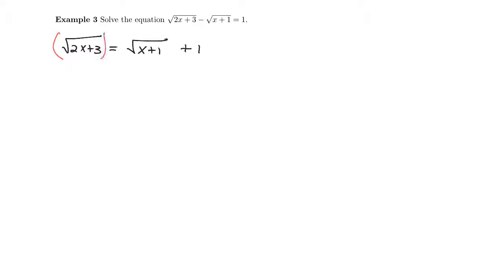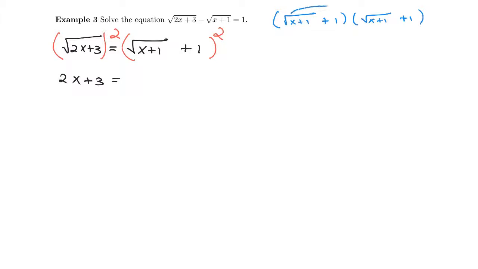I'm now going to square both sides, and I want to be careful here. The left side, easy. I'm left with 2x plus 3. The right side, I have to be a little bit careful, so maybe I'll make a note off to the side that when I square the square root of x plus 1 plus 1, I'm going to get 4 pieces when I distribute. First, the square root of x plus 1 times the square root of x plus 1. That's just x plus 1 because I'm squaring it.